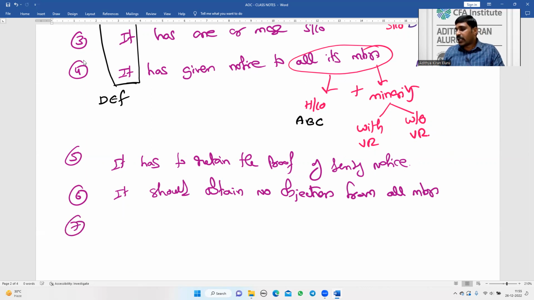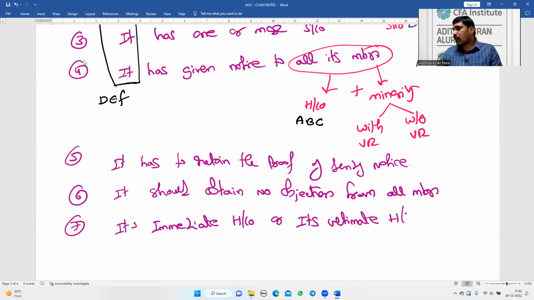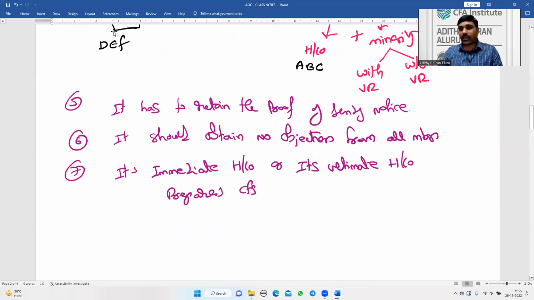Next, its immediate holding company or its ultimate holding company prepares consolidated financial statements. How have they prepared them? In accordance with accounting standards and filed with ROC.